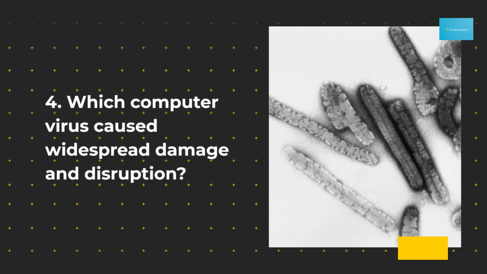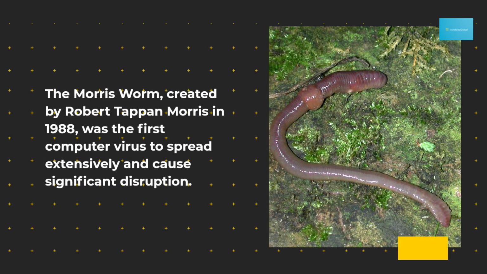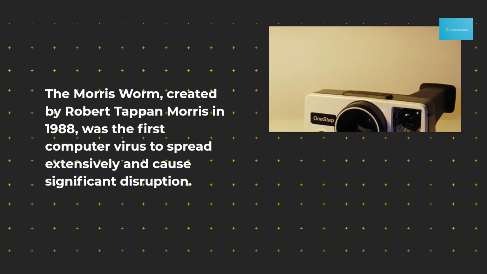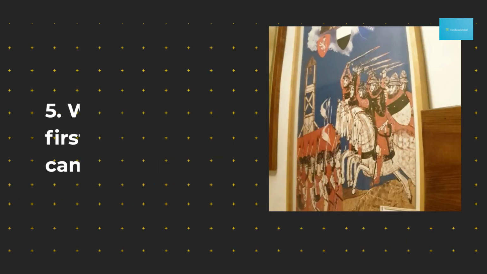4. Which computer virus caused widespread damage and disruption? The Morris worm, created by Robert Tappan Morris in 1988, was the first computer virus to spread extensively and cause significant disruption. 5. When was the first digital camera invented?